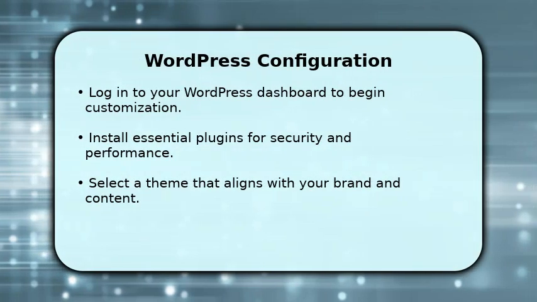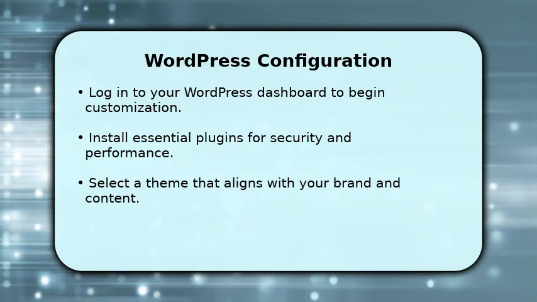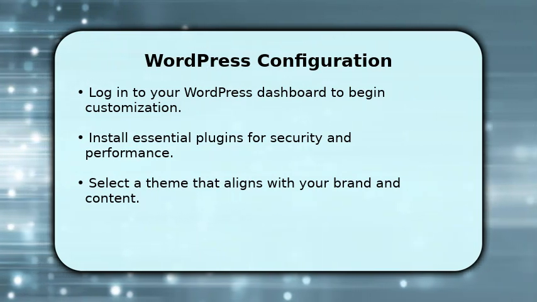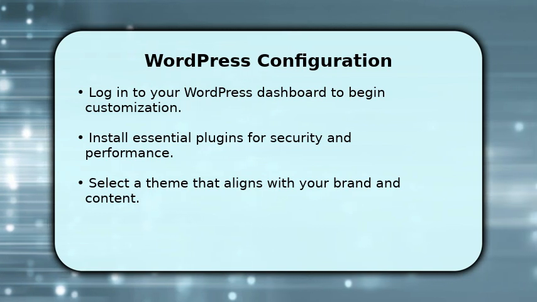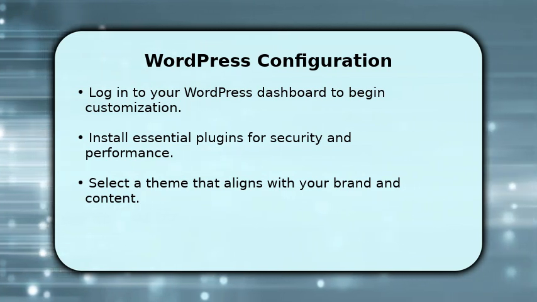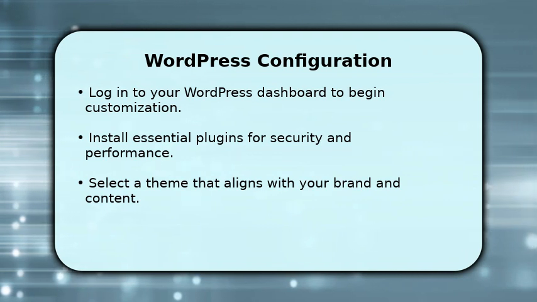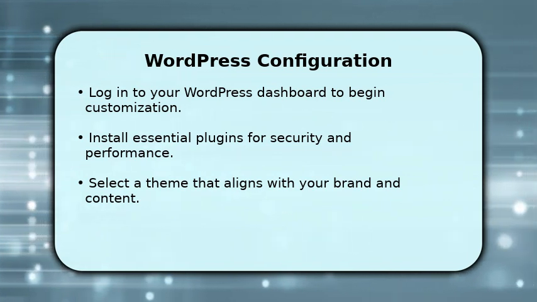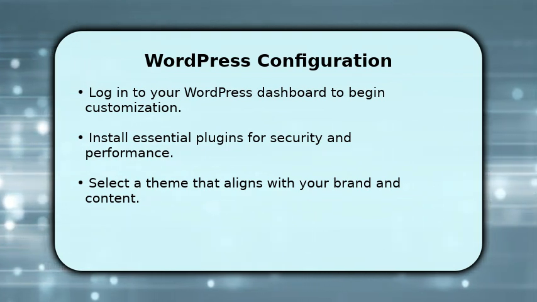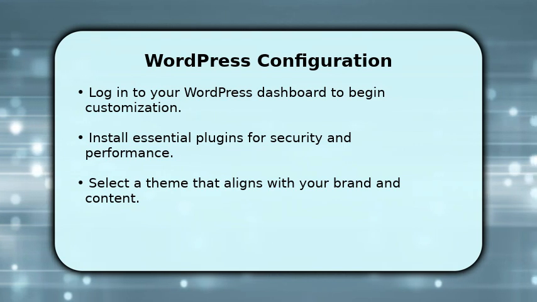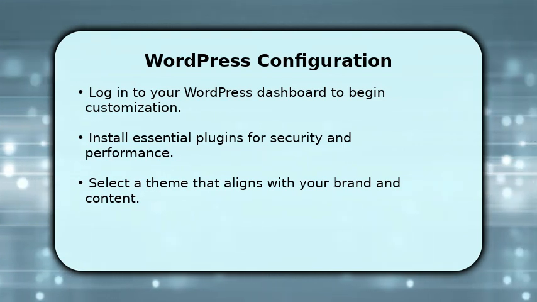Once WordPress is installed, log into your dashboard to start customizing. Begin by installing essential plugins that enhance security, improve performance, and add desired functionalities. Then, select a theme that visually represents your brand and provides the layout you need for your content, ensuring a professional and engaging user experience.